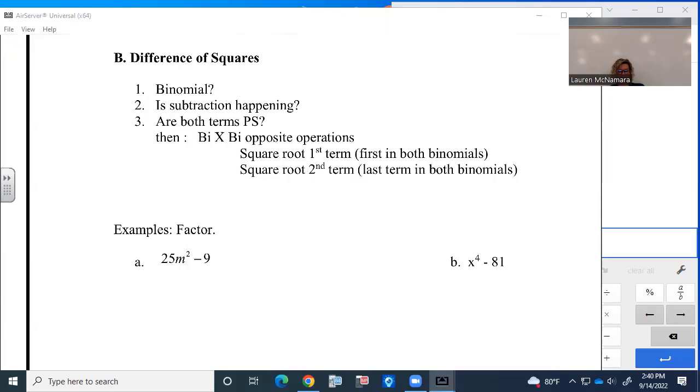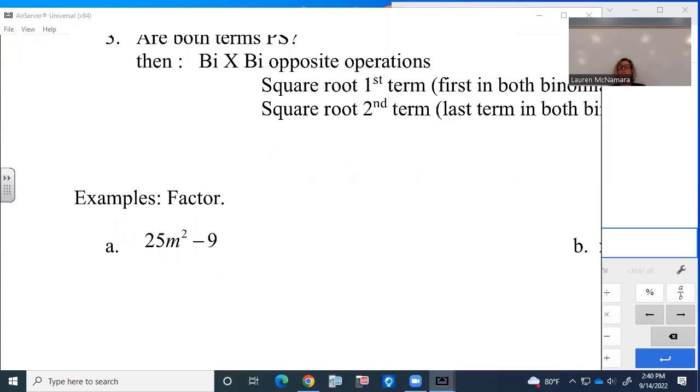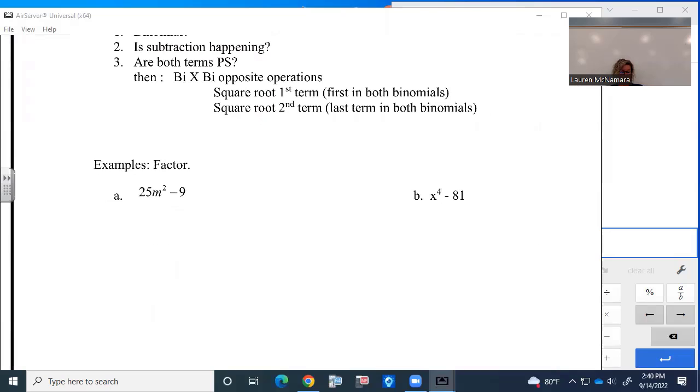In my first example, I'm going to look. Is subtraction happening? Yes. Are both terms perfect squares? 25m squared, 9 is a perfect square. So then you say binomial times binomial with opposite operations. One's a plus, one's a minus. Square root the first term, 5m. It's the first term in both binomials. Square root the last term, 3. It's the last term in both binomials.